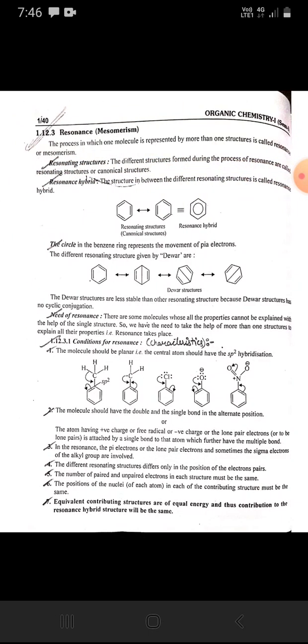Resonance or mesomerism: the process in which one molecule is represented by more than one structure is called resonance or mesomerism. Resonating structures: the different structures formed during the process of resonance are called resonating structures or canonical structures. Resonance hybrid: the structure in between the different resonating structures is called the resonance hybrid.